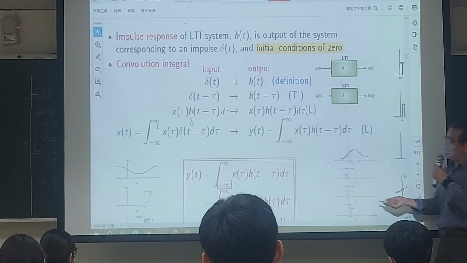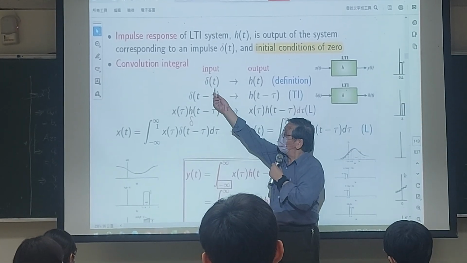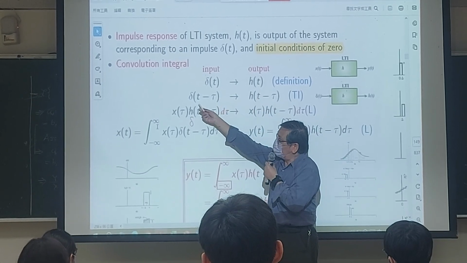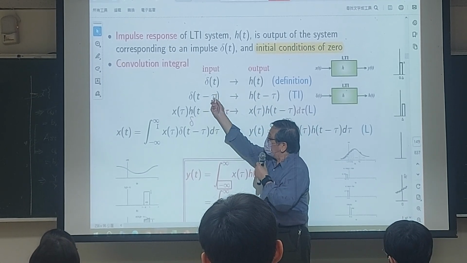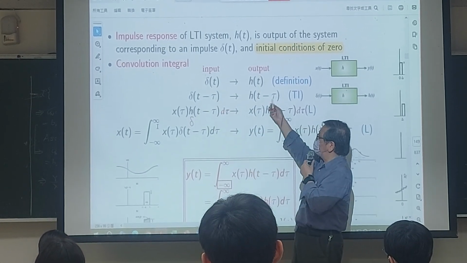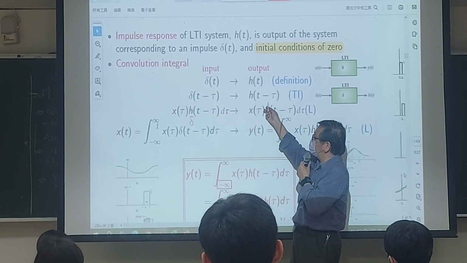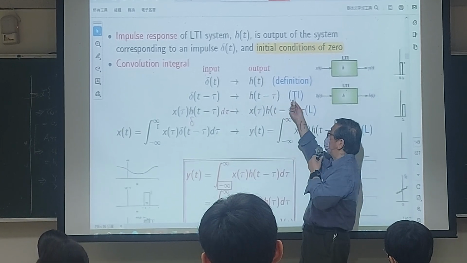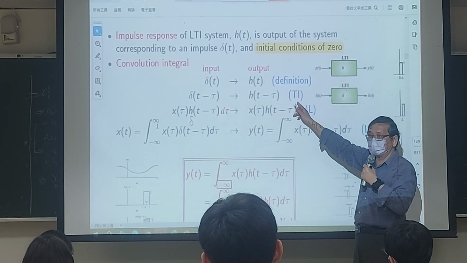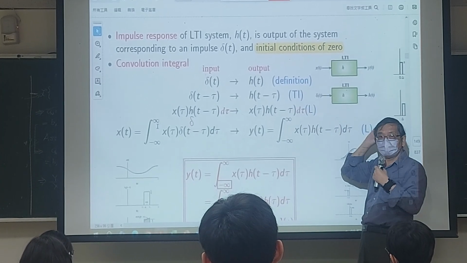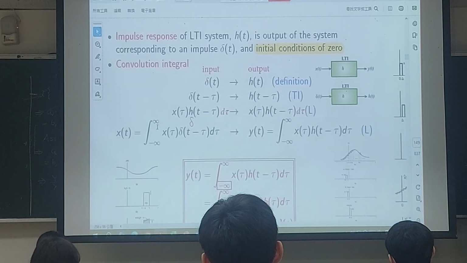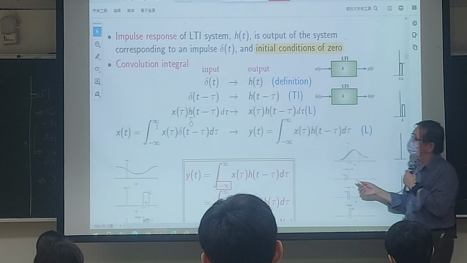Now, if I delay the input by tau second, then the output will also be delayed by tau second. That is due to the time invariance, similar to the example that we have just considered.